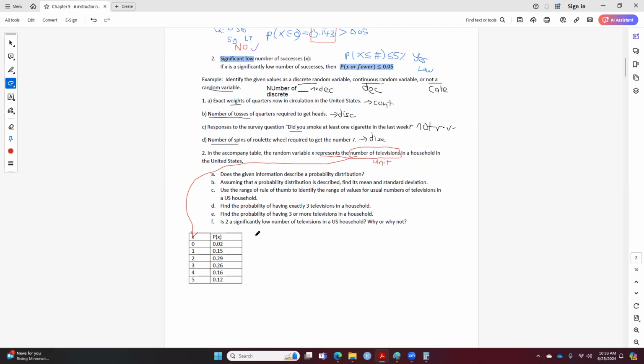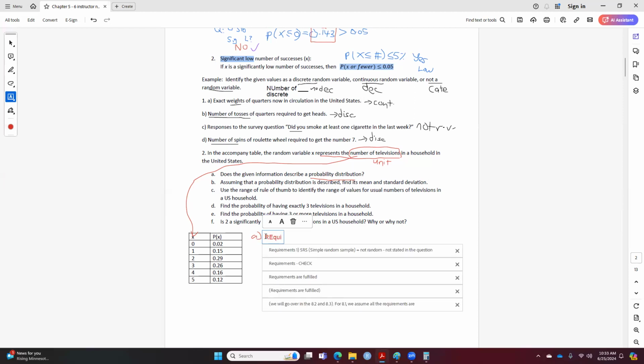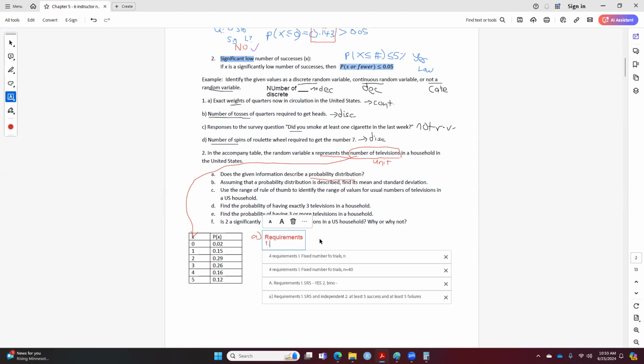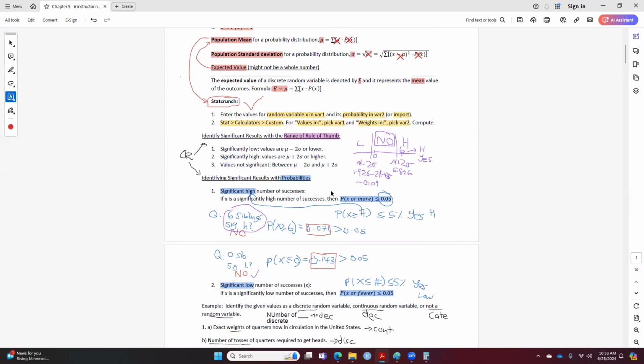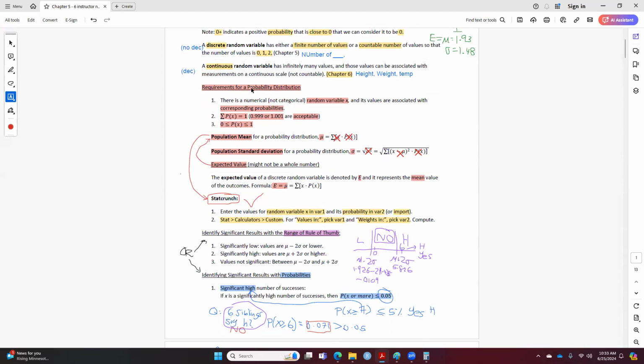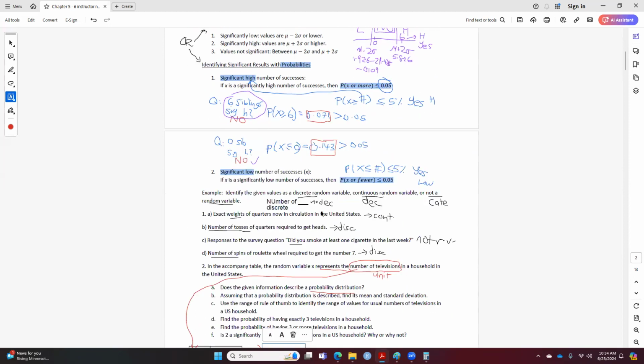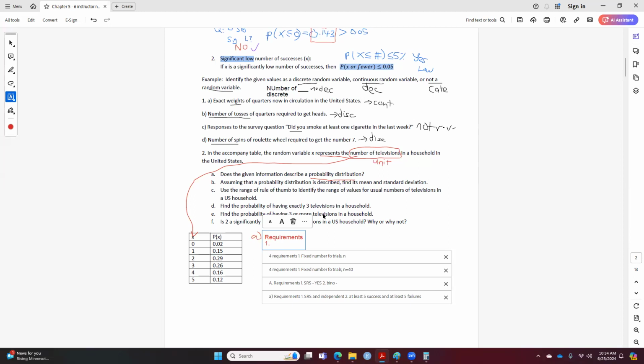Okay. Question A is asking us, does the given information describe a probability distribution? So in order for us to do the probability distribution, you have to fulfill the requirements here. When I ask you this, you have to go through the requirement check for the probability distribution. These are the requirements: every random variable X has a corresponding probability, the sum is 1, and the probability is between 0 and 1. So here is the first requirement.